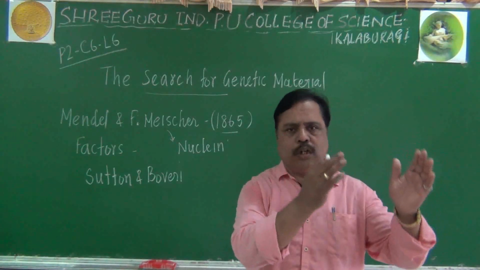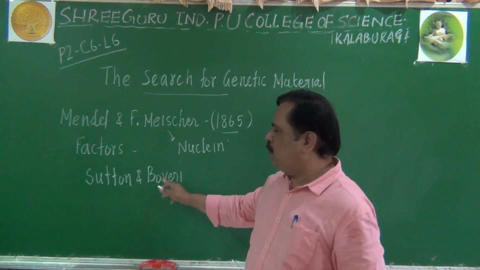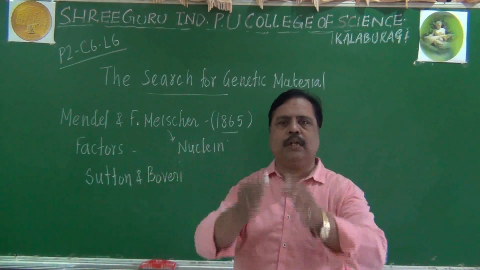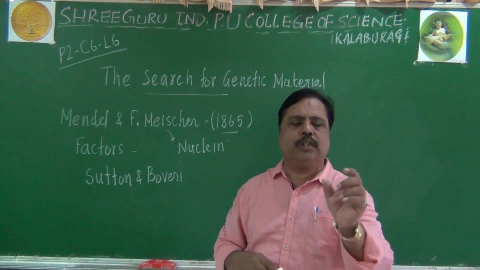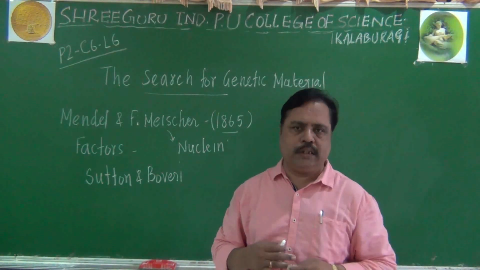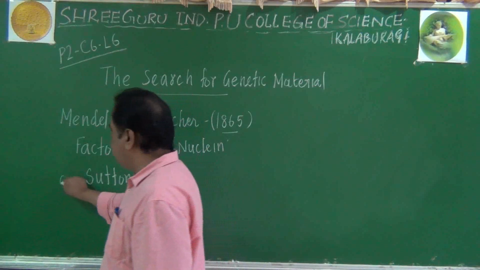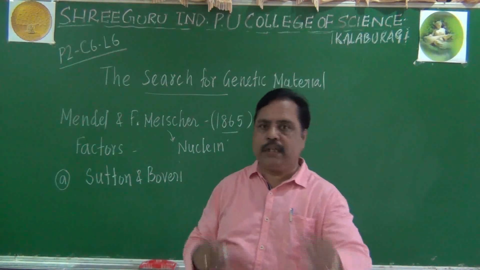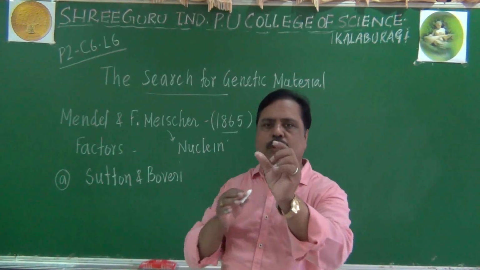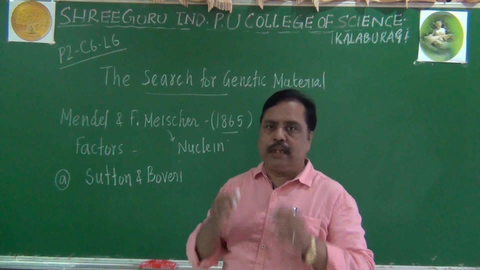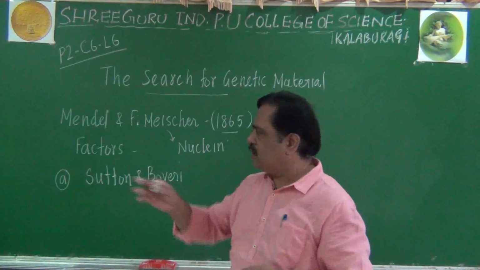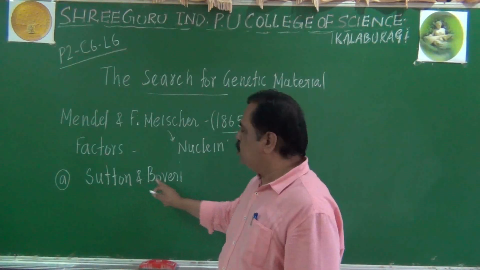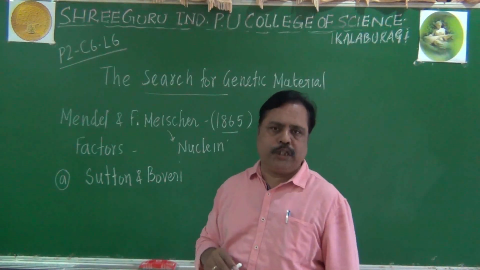So Mendel told about factors. Sutton and Boveri studied chromosome behavior. Later they amalgamated that idea and proposed the chromosomal theory of inheritance. Not only that, it became a major part of the search for genetic material. They zeroed in on the chromosomes mainly. The search for genetic material, the search for the factors, ended with the chromosomes according to Sutton and Boveri's contribution.